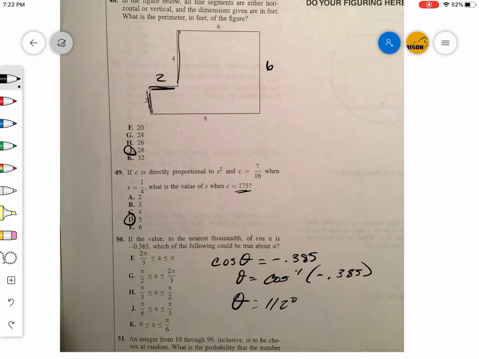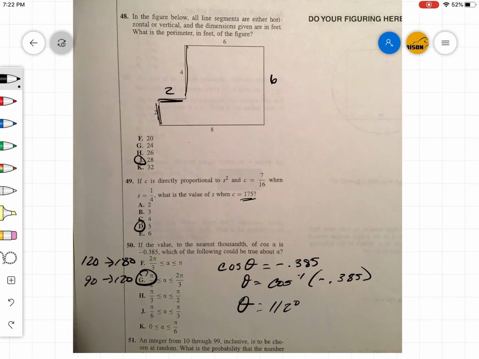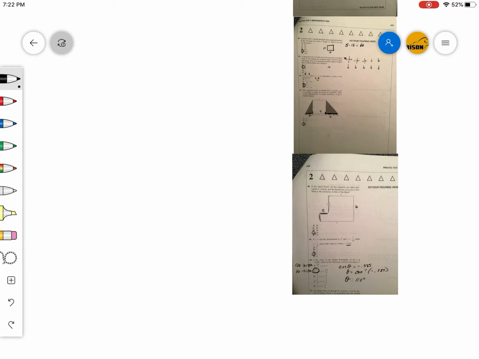I've just got to figure out which one of these goes in, okay? So F says from 2 pi over 3 to pi. So if you know anything about the unit circle, that is from 120 degrees to 180. So 120 to 180, okay? The next one says from 90 to 120, which that 112 definitely fits in. So G would be our answer on this one.